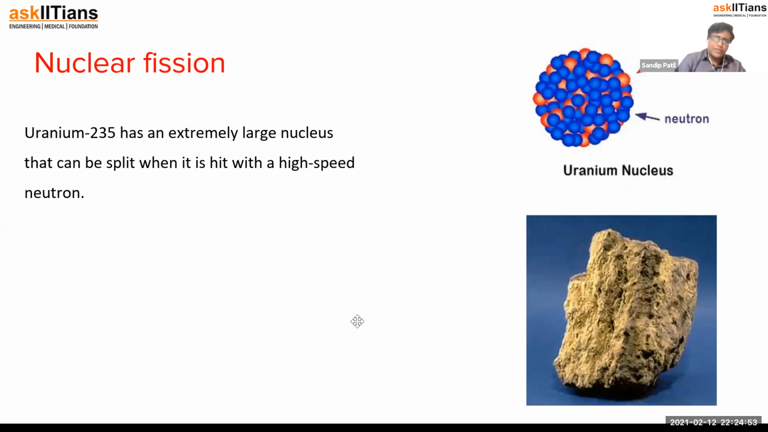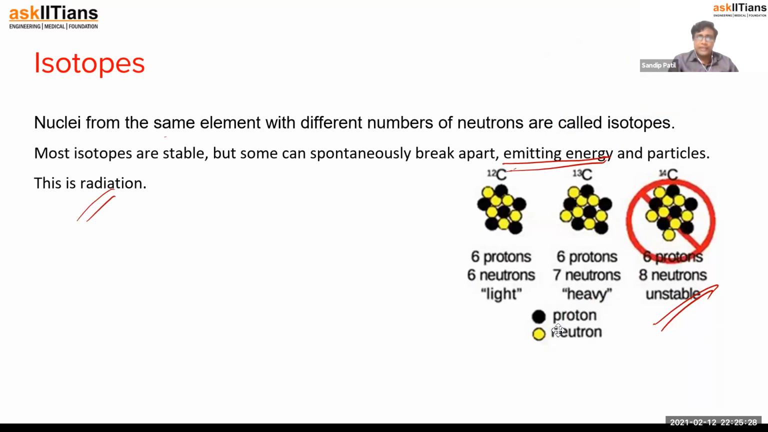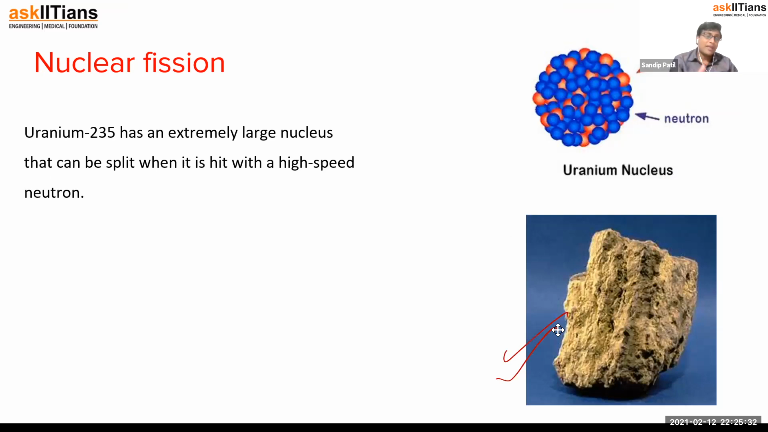As I told you, nuclear fusion is one part and nuclear fission is one part. So uranium. Always remember uranium. It looks something like this. Uranium 235 has an extremely large nucleus, right? That can be split if it is hit with a high-speed neutron. Obviously, with carbon we say it has 6 protons and 6 neutrons, so its atomic mass becomes 12. You can imagine uranium 235 means how many protons and neutrons there are. Very large nucleus, we can say. A lot of neutrons and a lot of protons are there.